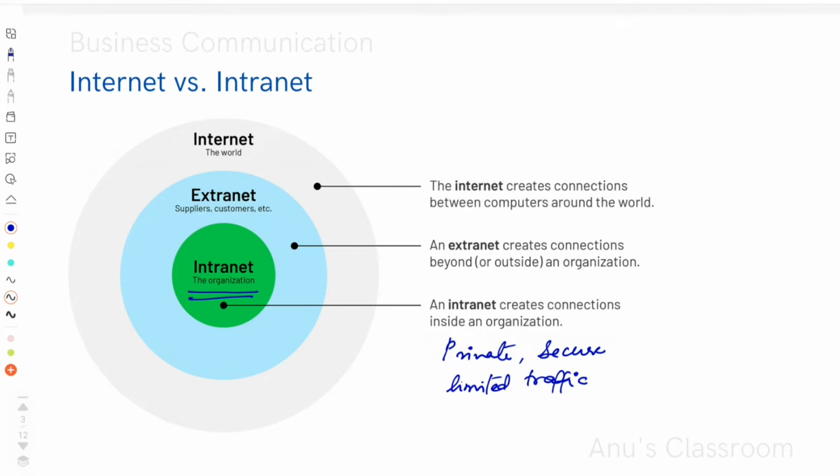But it is the internet that is more important to us after the intranet, right? The internet creates connections between computers all around the world. The internet is the all-encompassing thing. Whereas the intranet is a private system, the internet is naturally a public system, and therefore it is not as secure. It is, we can say, less secure, and definitely the traffic is very high.